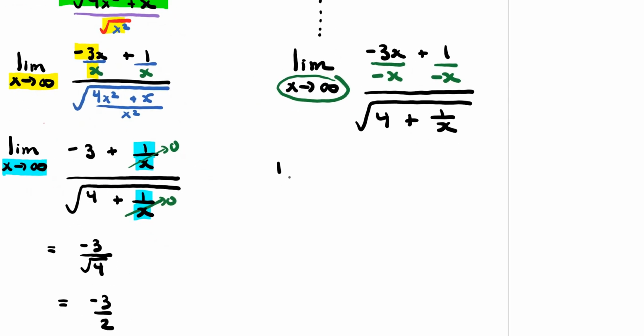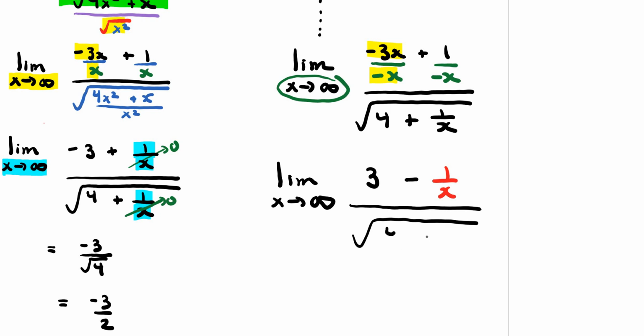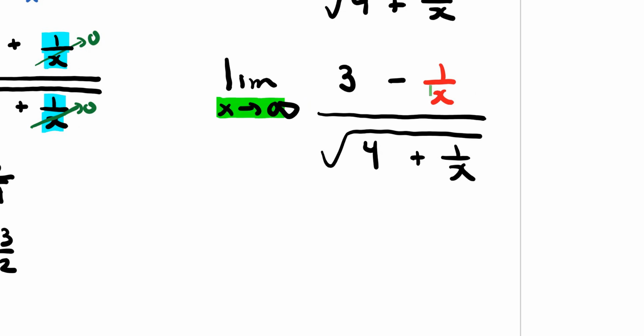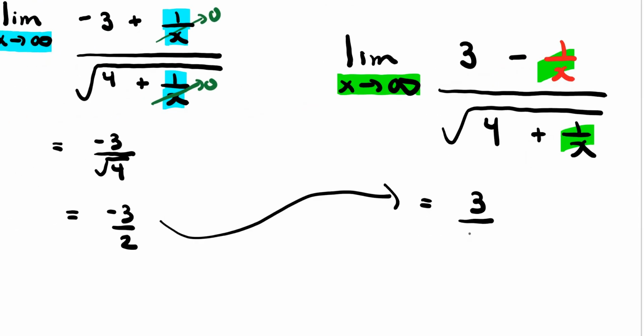And if we keep on simplifying here, you'll notice that we should get a slightly different result on the numerator. So negative 3x over negative x is simply going to be 3 minus 1 over x, all over the square root of 4 plus 1 over x. And when x goes to infinity, these fractions go to 0, and it turns out your answer is going to be pretty much the other side now, which is actually 3 over 2. Okay, so that's your answer for that particular problem.